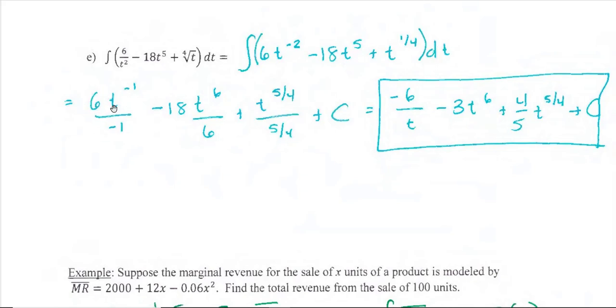Using our rule, that's going to be 6t to the negative 2 plus 1 over negative 2 plus 1, minus 18t to the 5 plus 1 over 5 plus 1, plus t to the 1/4 plus 1 over 1/4 plus 1, plus c. That negative 1 dividing into 6 would give us negative 6. Bring that t down to give it a positive exponent. 18 over 6 gives me this 3. Instead of dividing by 5/4, we multiply by 4/5, and we get a final answer of negative 6 over t minus 3t squared plus 4/5 t to the 5/4 plus c.